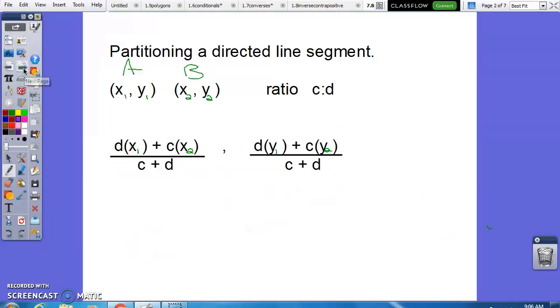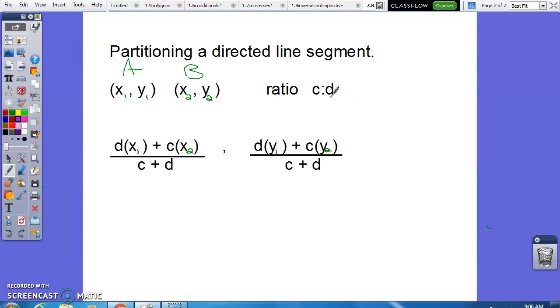So we're going to do that by using this formula. A, or the first point, is going to be x1 and y1. B, the second point, is x2 and y2. And I'm going to use C to D as our ratio.